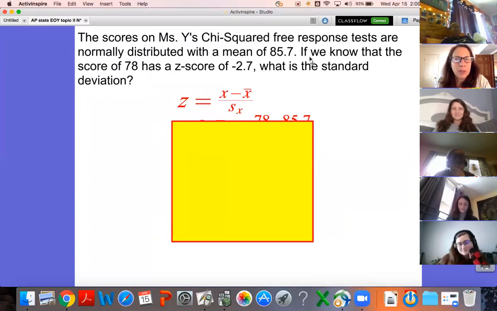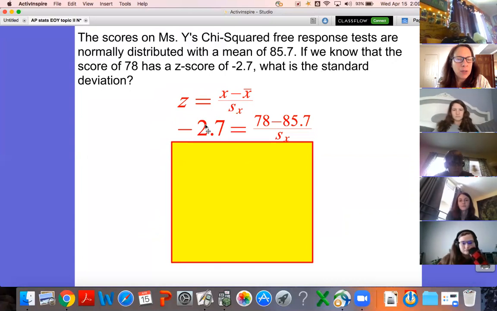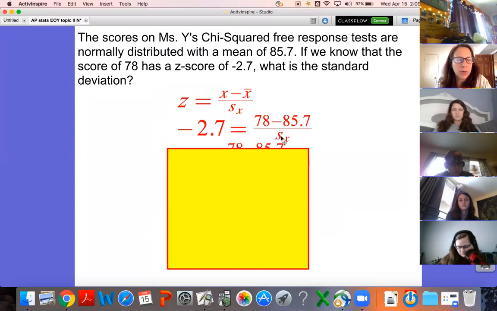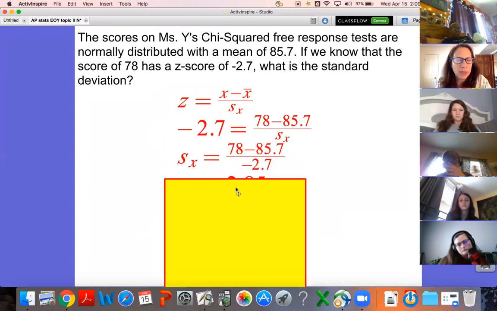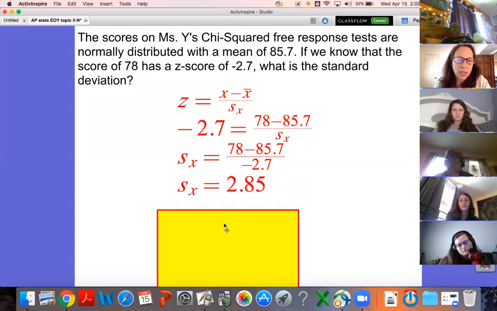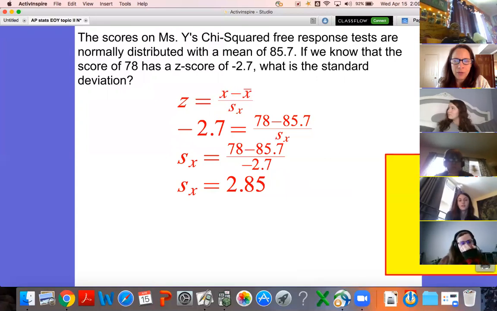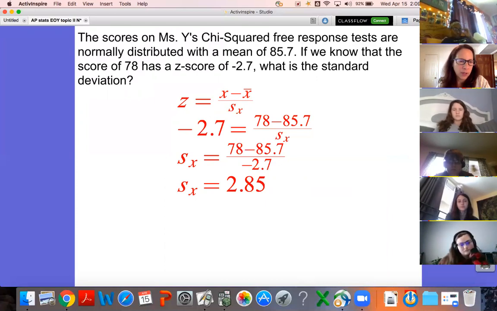And this is another one. So again, we're testing 78, and we know that its z-score is negative. And now we're saying, what is the standard deviation? So in this case, I put the z-score in, the test value and the mean, and to find Sx, I'm just going to switch these two around. I'm going to multiply by S sub x and divide by negative 2.7. And so I actually get a standard deviation of 2.85. Basic algebra 2. Once you know what the formula is, you put the numbers in and you find it using algebra 2.